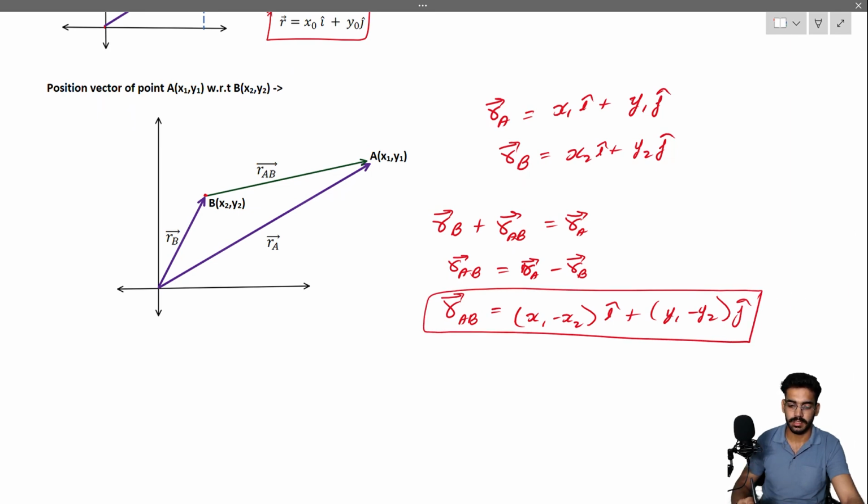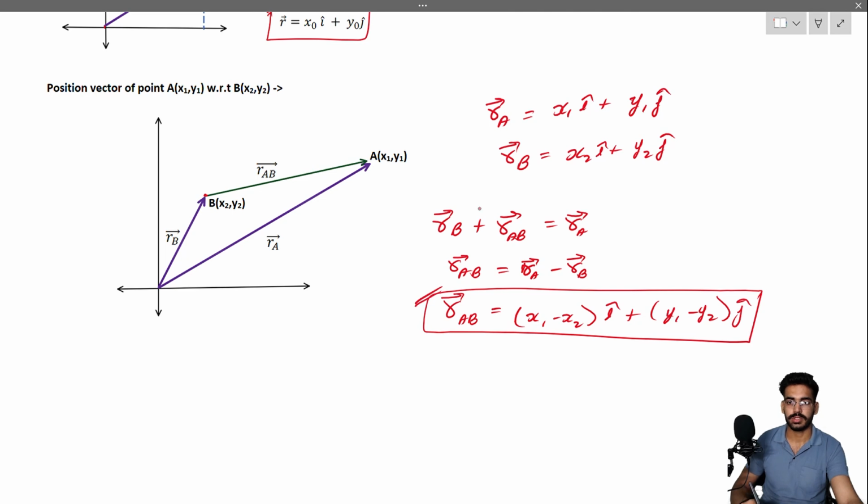Position vector of A with respect to B. Easy to remember, I guess. How to remember? Final minus initial. Final minus initial x coordinate, final minus initial y coordinate. Now you can shift this B as origin also, 0, 0. If you take it 0, 0, it's coming same, right? So for 0, 0 it's also valid.